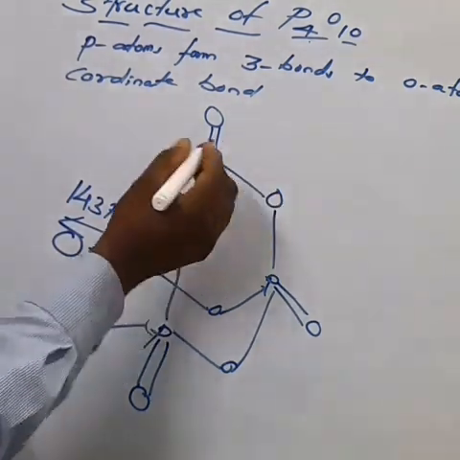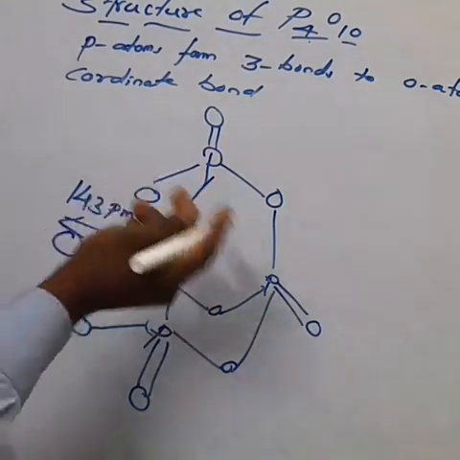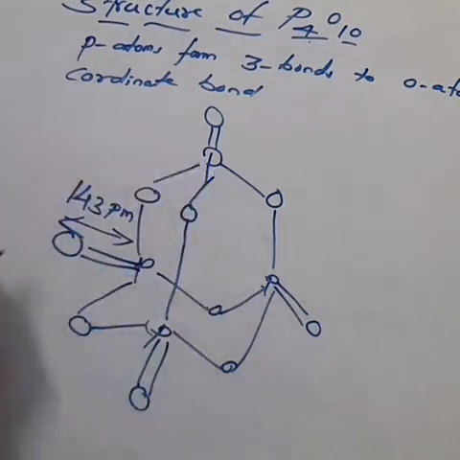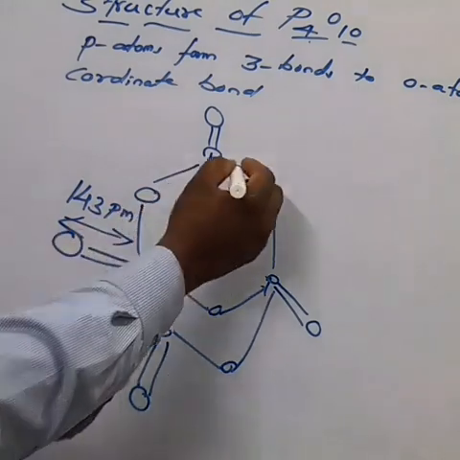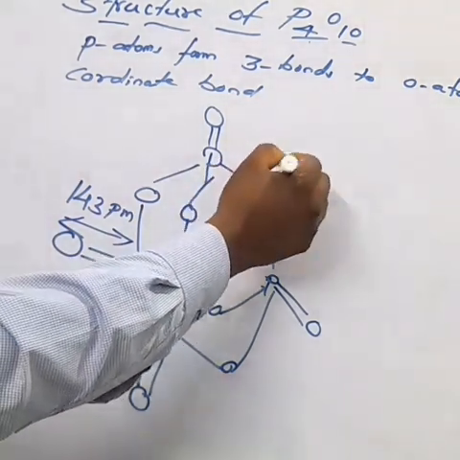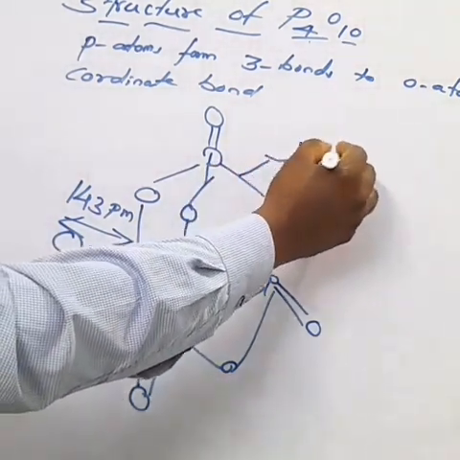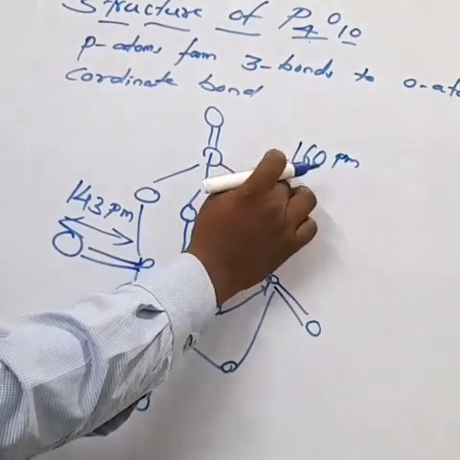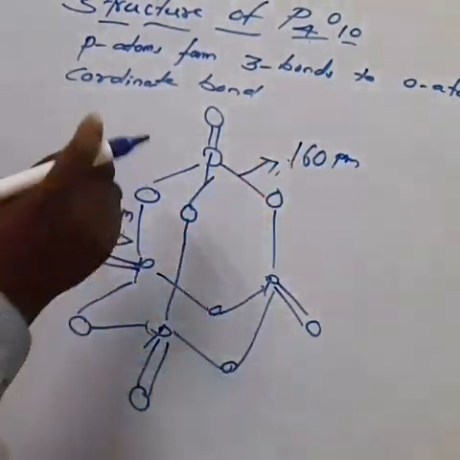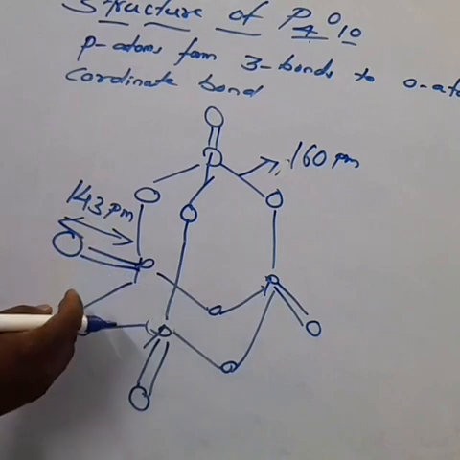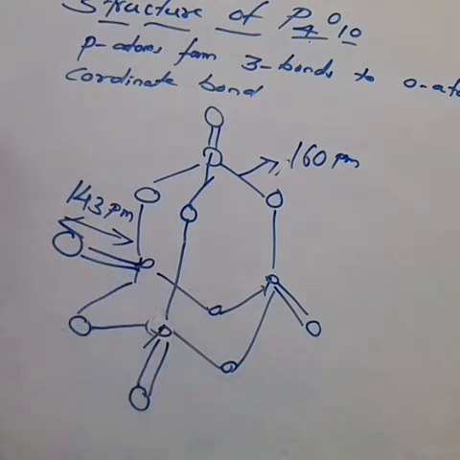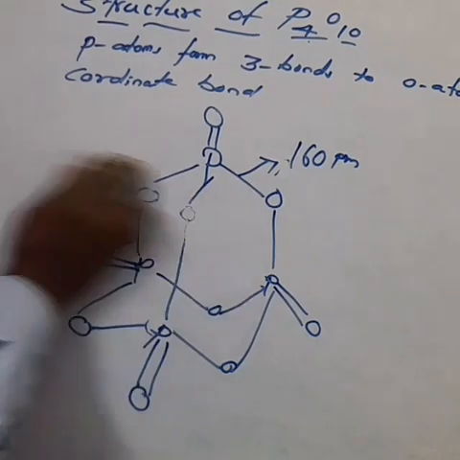This value of 143 is very small compared with the expected single bond distance. This may be explained by the lateral overlap of the filled p orbital of an oxygen atom with the empty d orbital of phosphorus.